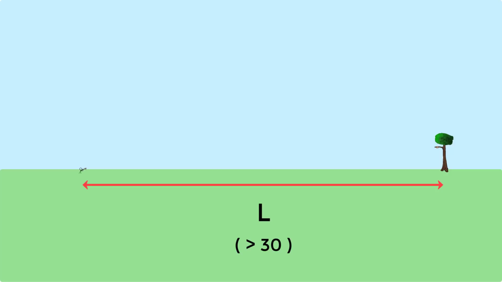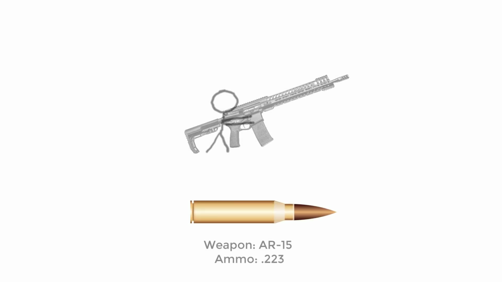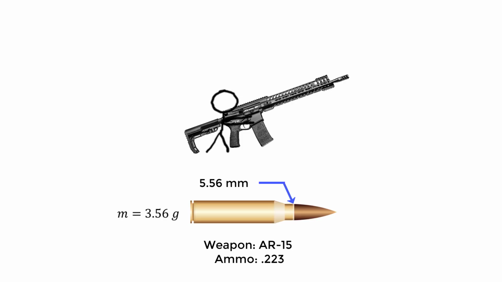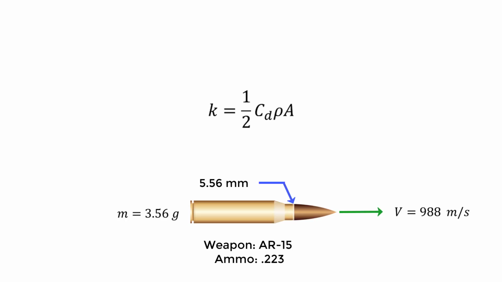But it also means that he can no longer shoot arrows because he'll be outside the effective range of his bow or his crossbow. So instead, the obvious choice will be for the hunter to use an AR-15, which is capable of firing a 5.56mm bullet weighing 3.56 grams at a velocity of 988 meters per second. That's nearly 3 times the speed of sound. But of course, since we are now using a different projectile, we will need to reevaluate the drag constant K.